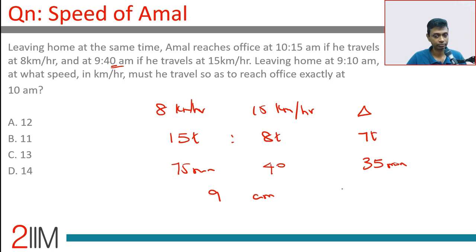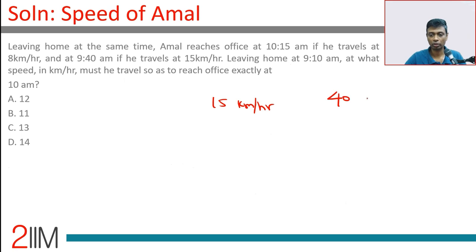Leaving home at 9:10 a.m., at what speed in kilometers per hour must he travel so as to reach office exactly at 10 a.m.? Or he should take 50 minutes. If he travels at 15 kilometers per hour, he takes 40 minutes. If he has to take 50 minutes, what speed should he travel?